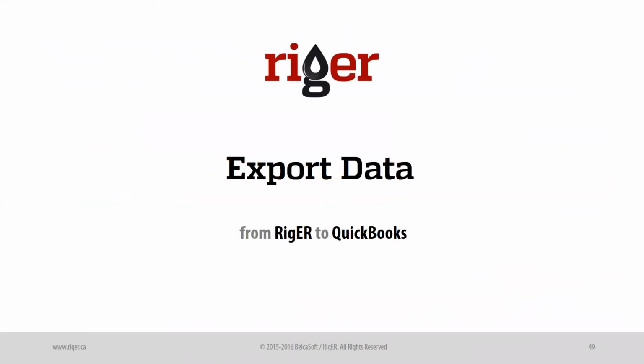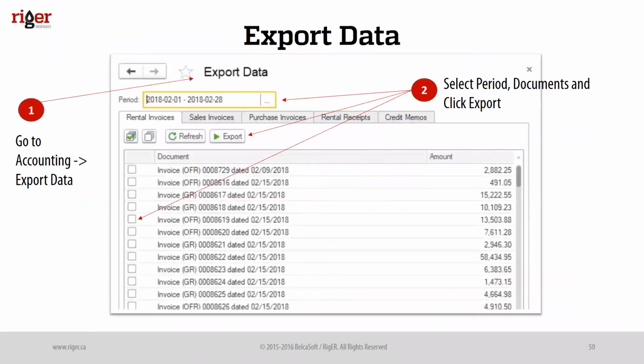So now let's talk about export data from RigER to QuickBooks. When you set up the integration and everything is good, now you're able to send your invoices generated in RigER to QuickBooks. Go to the accounting menu on the top, then click on export data, and in the appeared window, you are able to select the period of time for which you generated invoices.